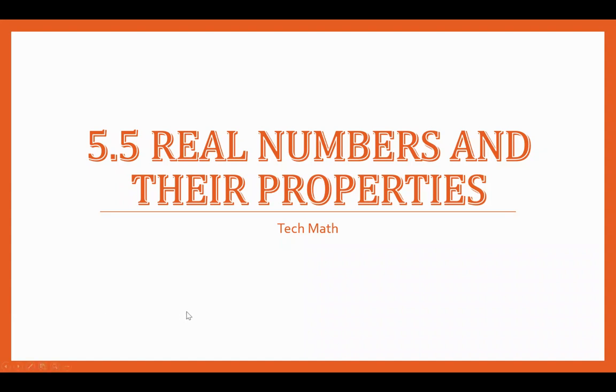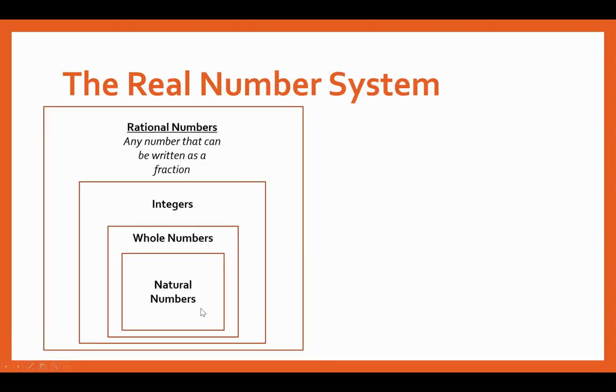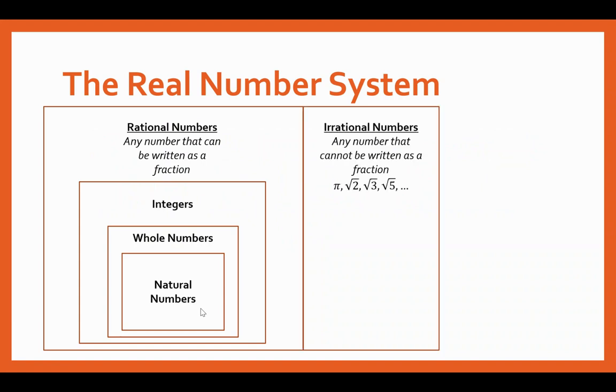Good morning, class. Welcome to Tech Math, section 5.5, real numbers and their properties. In the first four sections of this chapter, we looked at real numbers, what they are. We went from our good old buddies, the natural numbers, and then we added 0 to make the whole numbers, and then we added the integers, positives and negatives. Then we got to rational numbers, any number that you can write as a fraction. And then we wrapped it up with irrational numbers yesterday, all these radicals.